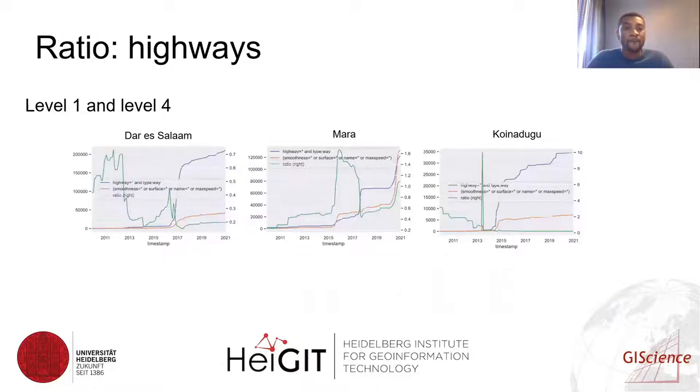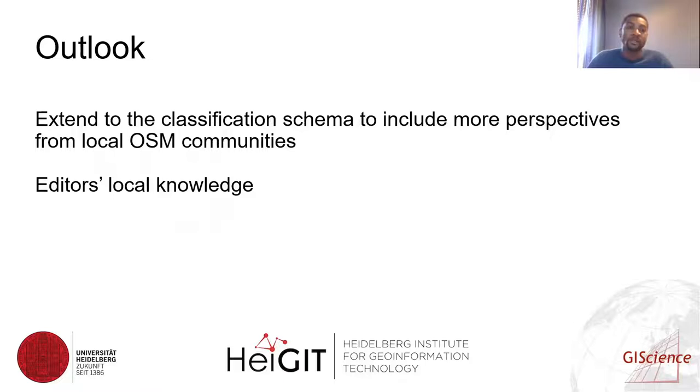We also included this ratio with only an example for highway to show you how the differences are. In this case, we showed level 1 and level 4, and you could see that the ratio between the two is quite large. Selanjutnya ada rasio dari hasil dari jalan yang trennya cukup serupa seperti tren dari bangunan. And an outlook is to include more perspective from local communities.